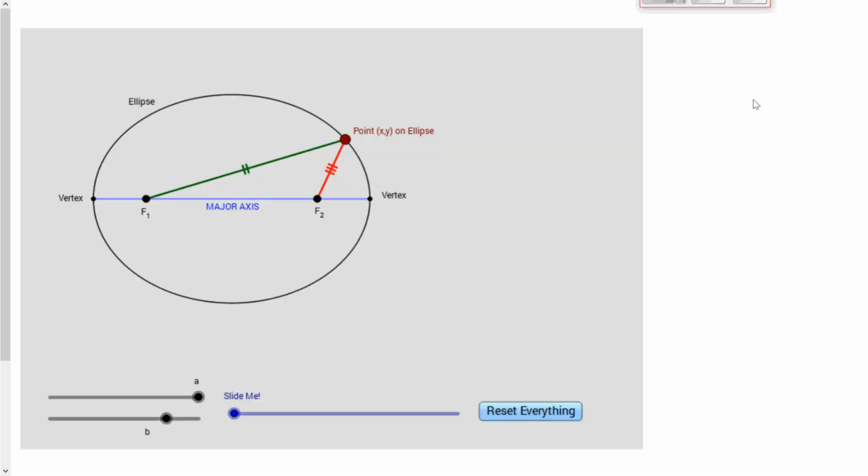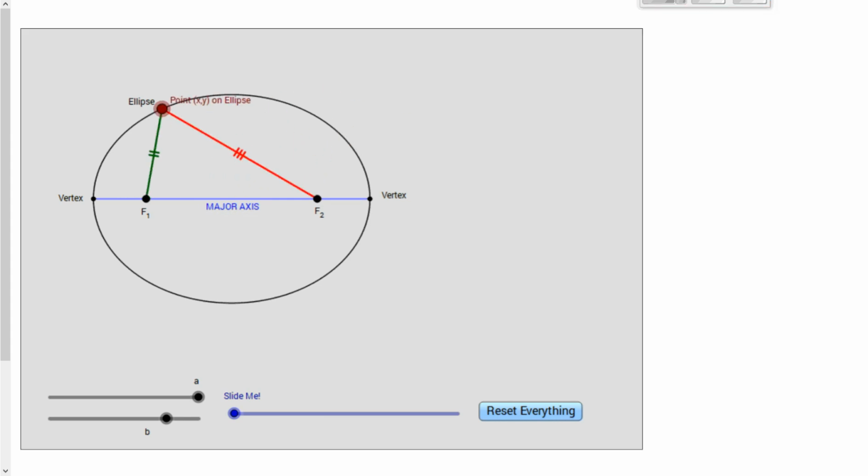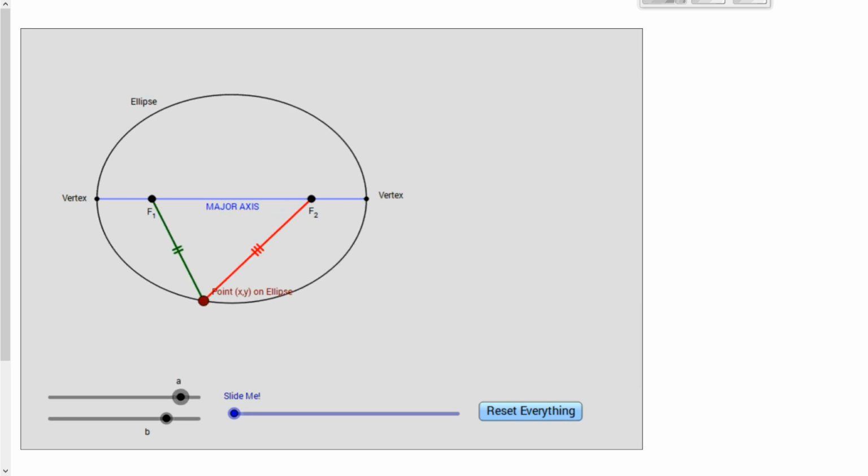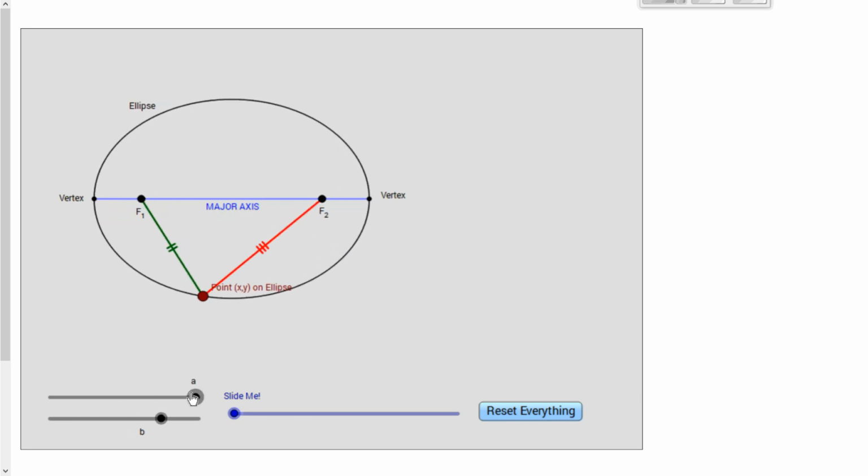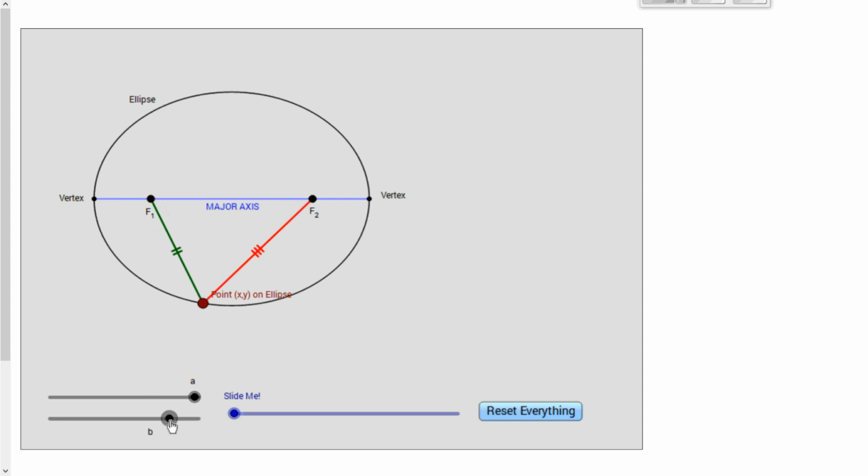Okay, so here's a simulation. I'm going to run this, just showing you, so any point around this ellipse. I can move this around to any point, and here we have the distance from one focus to that point, and from the second focus to that point. So we can adjust the size of the minor and major axis, or axes.